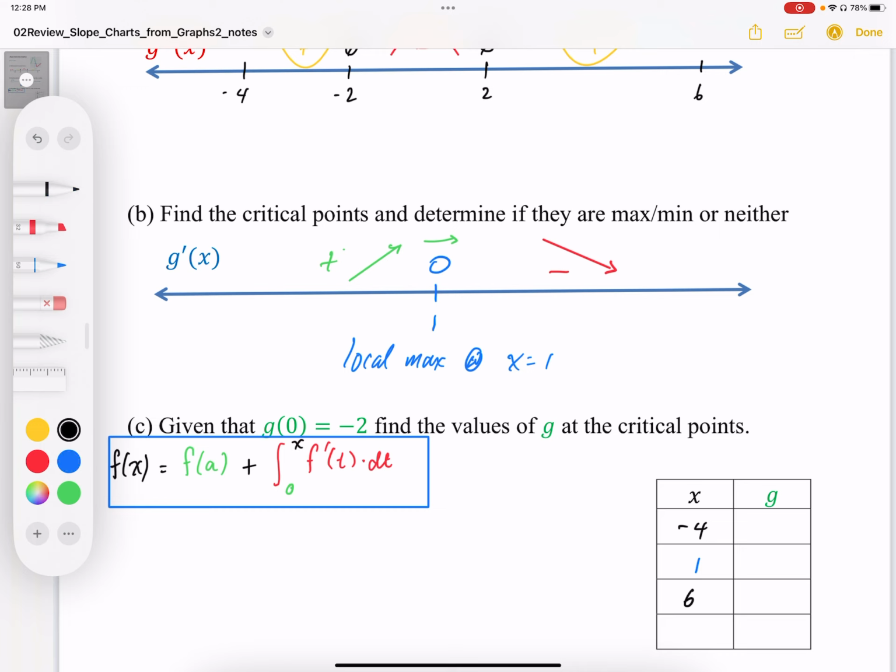So I want to find the g value at the endpoint -4. To get there, I need to start at f of a. The starting point is going to be y equals -2.